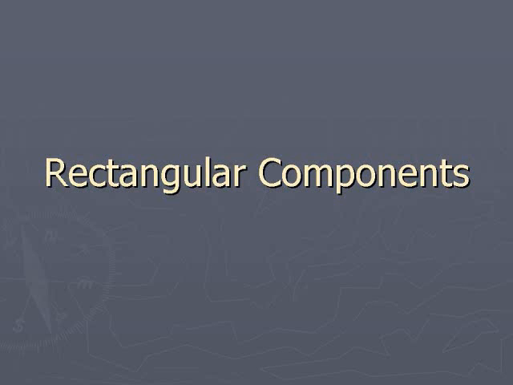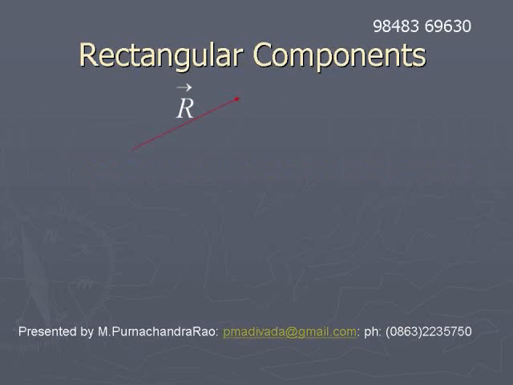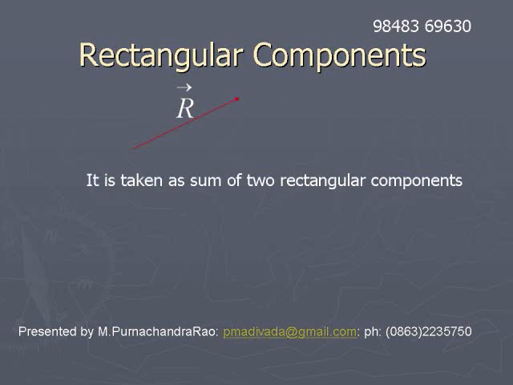Rectangular components of a vector. Consider a vector r bar. Now this r bar will be taken as the sum of two perpendicular vectors. Such perpendicular vectors are known as rectangular components. The vector r bar will be replaced by two perpendicular components, two vectors, one perpendicular to the other.